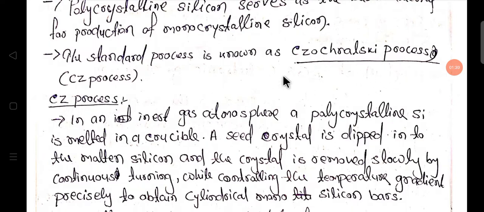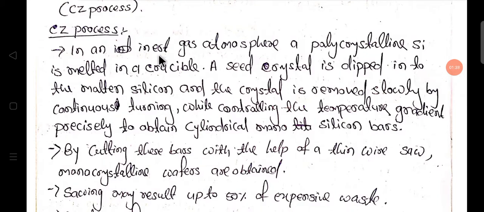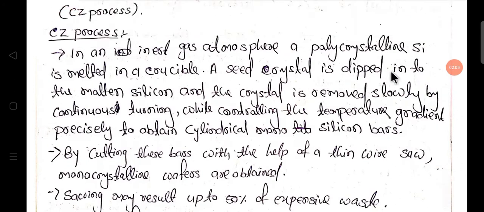In the CZ process, in an inert gas atmosphere, polycrystalline silicon is melted in a crucible. Crucible means one pot. In that pot the polycrystalline silicon is melted. A seed crystal is dipped into the melted silicon, and the crystal is removed slowly by continuous turning, while controlling the temperature gradation precisely to obtain a cylindrical monocrystalline bar.